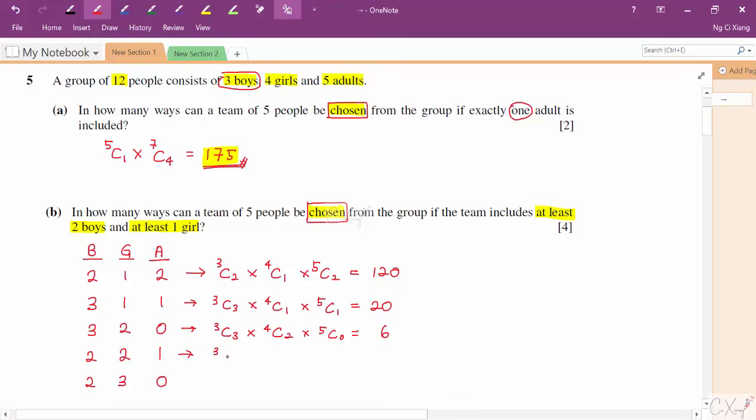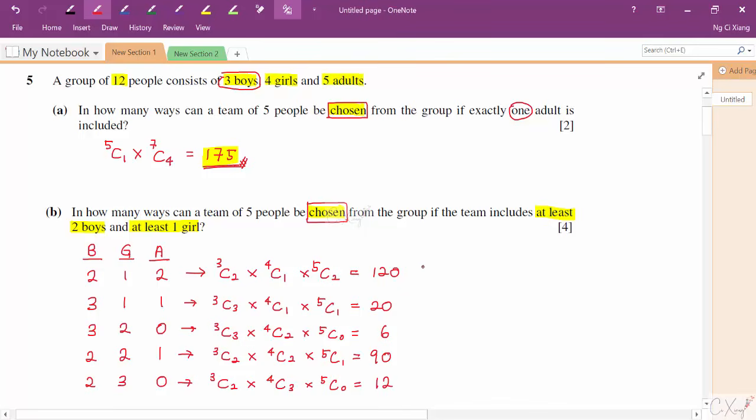You can do the same thing for the rest. So 2 boys, 3C2, 4 girls, 4C2, and 1 adult, 5C1. The answer is 90. And the last case here, 3 boys, choose 2, 3C2, 4 girls choose 3, 4C3, and also 5C0. For this part, you will have 12.